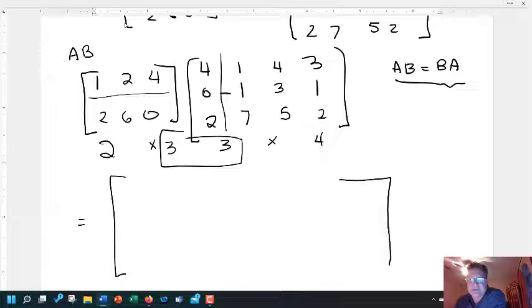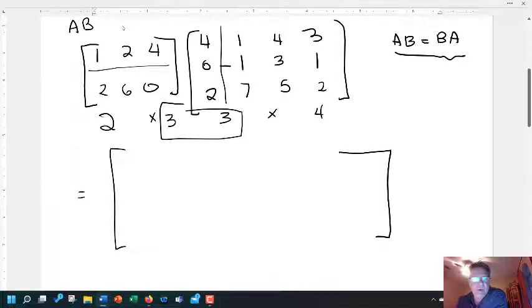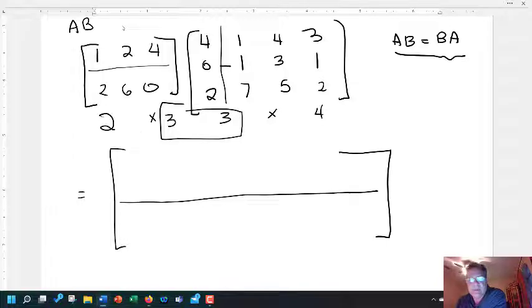This is the 2 by 4 resulting. Now, how do I get the 2 by 4? Well, for that, I'm going to do 2 rows and 4 columns. This time, I'm going to call that out so we can see what's going on. So how am I going to get these values?